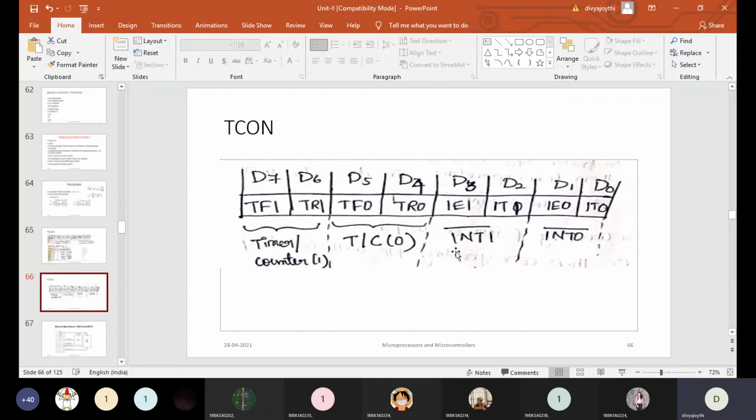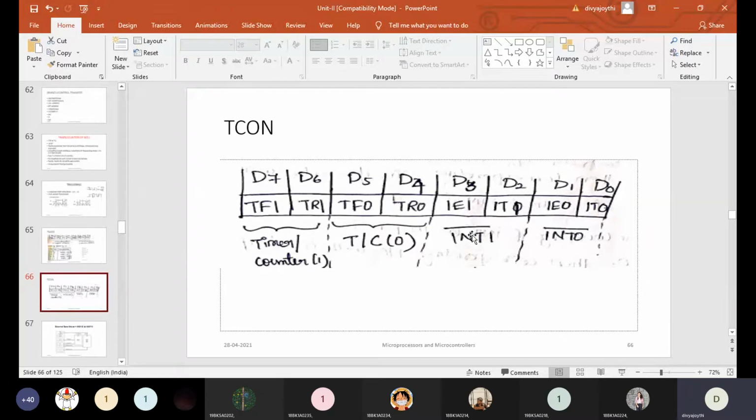And here you just try to observe how the naming is given. D0 is IT0, D2 is IT1, D1 is IE0, and D3 is IE1. I'll tell you their full forms. That means IT0, IT1, IE0, IE1.